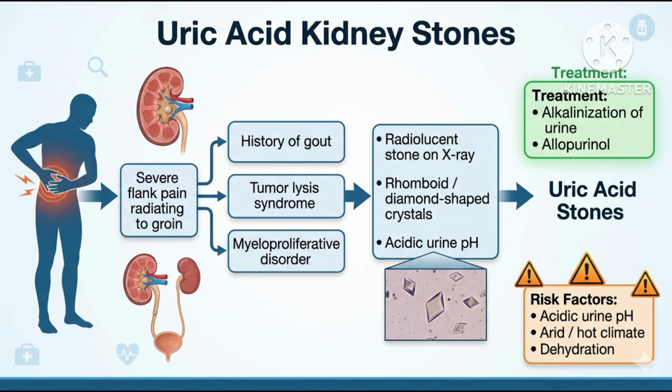In case of uric acid kidney stone, patient will present with severe flank pain radiating to groin with history of gout, tumor lysis syndrome, or myeloproliferative disorder. These are radiolucent stones on X-ray, rhomboid or diamond shaped in acidic urine pH. Dehydration promotes uric acid kidney stones. Treatment involves alkalinization of urine and allopurinol for gout.